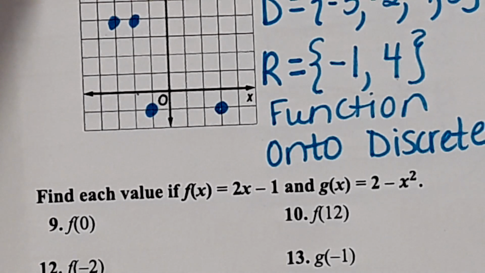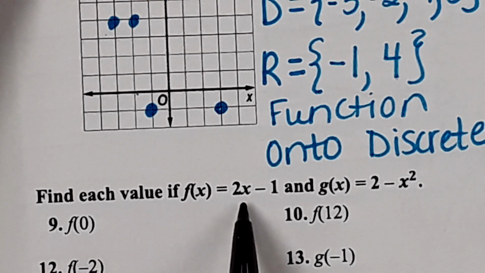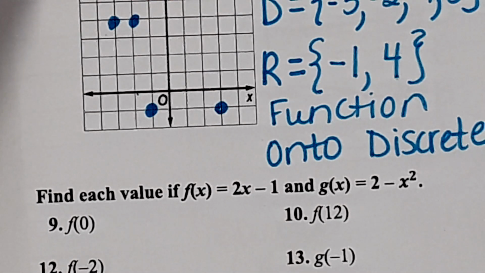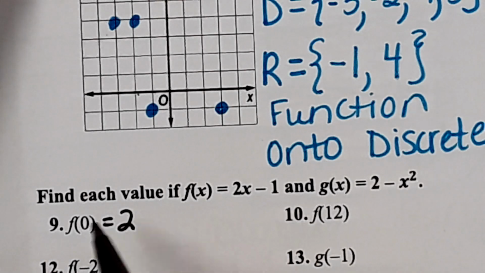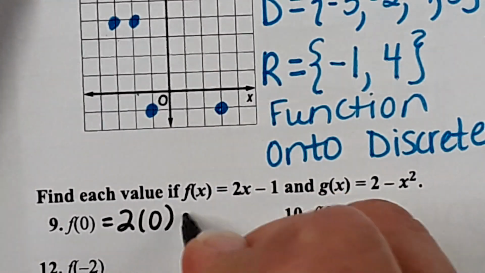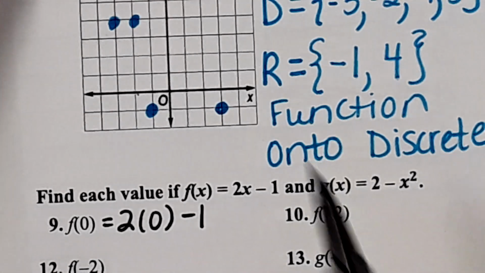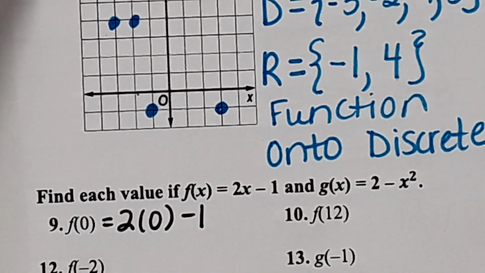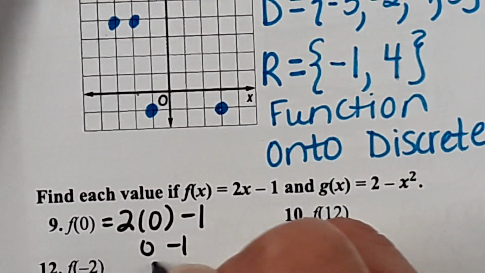about input value? This is the value you're going to input into the expression. It's also the domain. It's also your x coordinate. So we're going to take 0 and we're going to plug it into the f of x equation. So f of 0 equals 2, and instead of writing x, we're going to write 0 minus 1 because the 0 is the input value. 2 times 0 is? 0. And 0 minus 1 is?